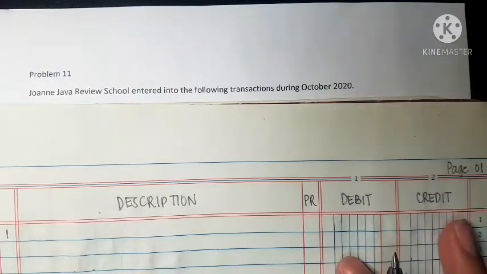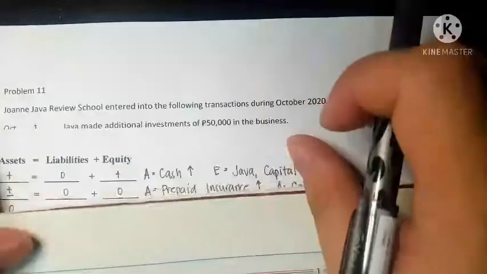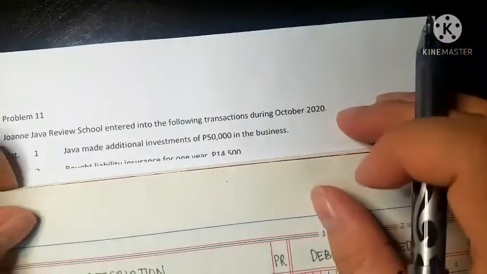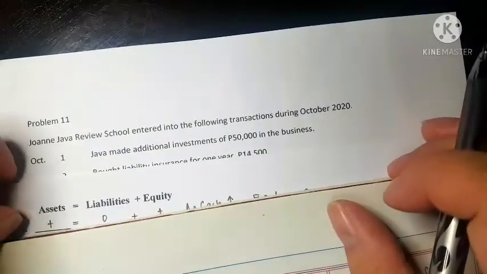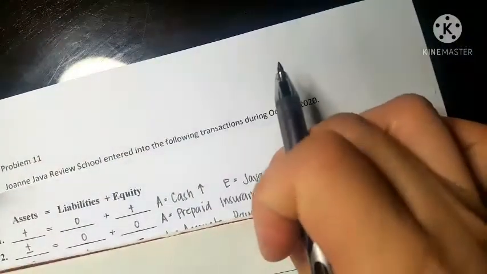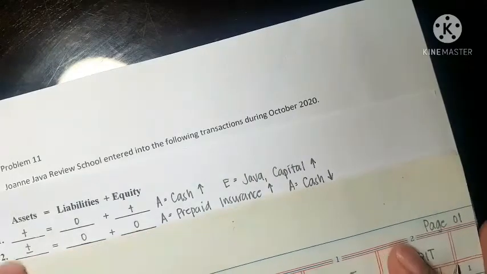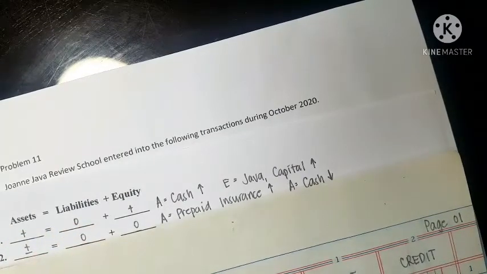Joanne Java Review School entered into the following transactions during October 2020. On October 1, Java made additional investments of 50,000 in the business. I have here ready my financial transaction worksheets. There is an increase in assets, particularly cash, no effects on liabilities, and an increase in equity, particularly Java capital.